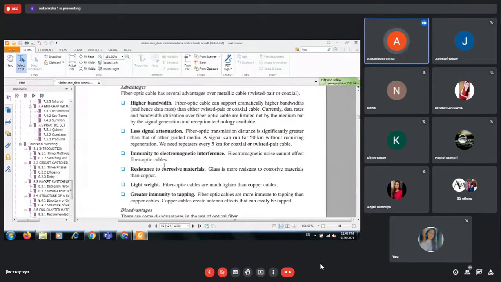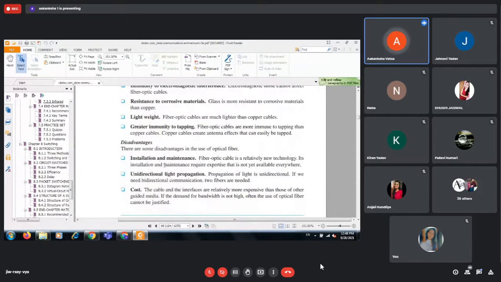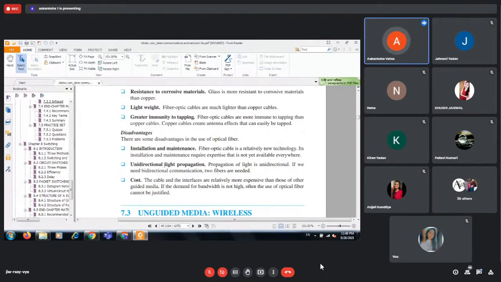It is very difficult to tap into the optical fiber for the purpose of stealing the information. So it is a very robust system using optical fiber cables. Then the disadvantages: there are some disadvantages like installation and maintenance, unidirectional light propagation, and cost. It is very costly because from source to destination you have unidirectional light propagation.